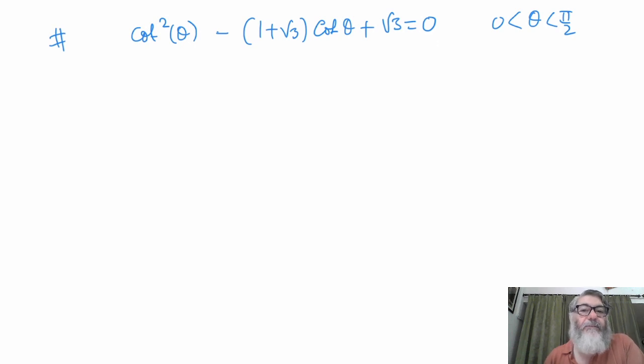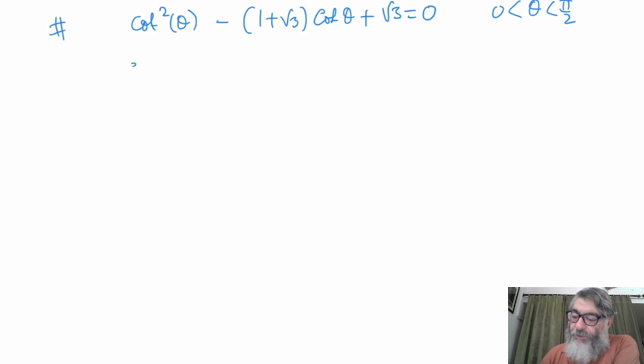Cot square theta minus (1 plus root 3) into cot theta plus root 3 is equal to 0. We have to solve this equation, and theta lies between 0 and pi by 2. That means theta's value has to be greater than 0 and less than pi by 2.